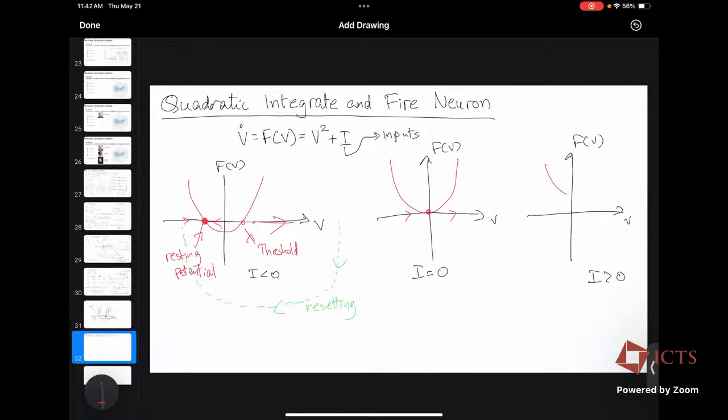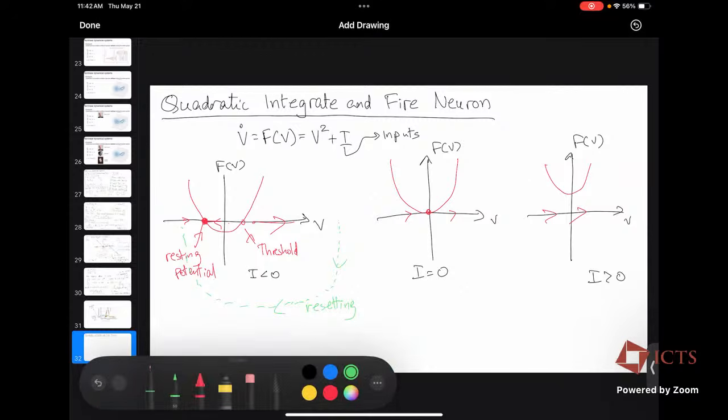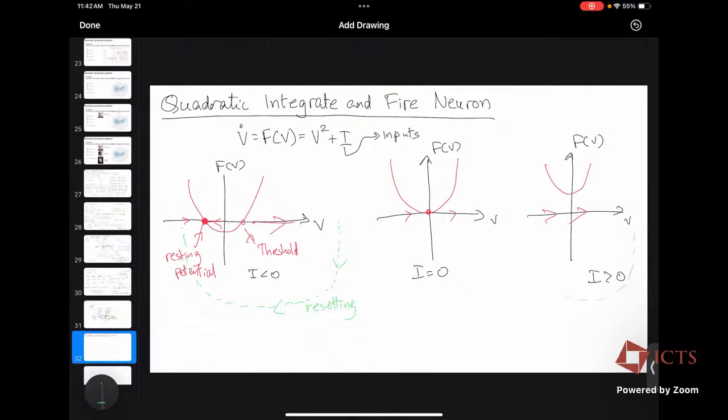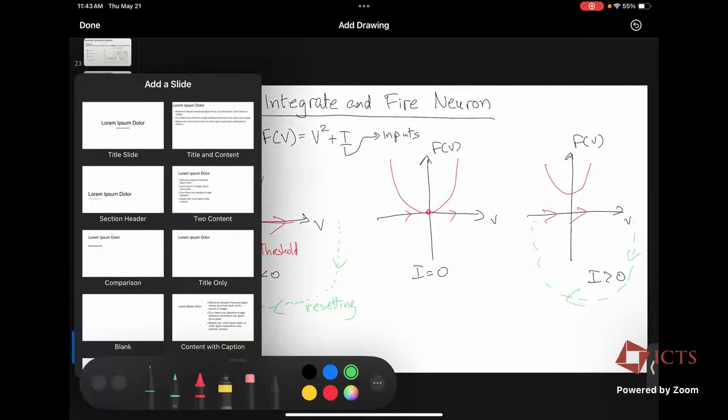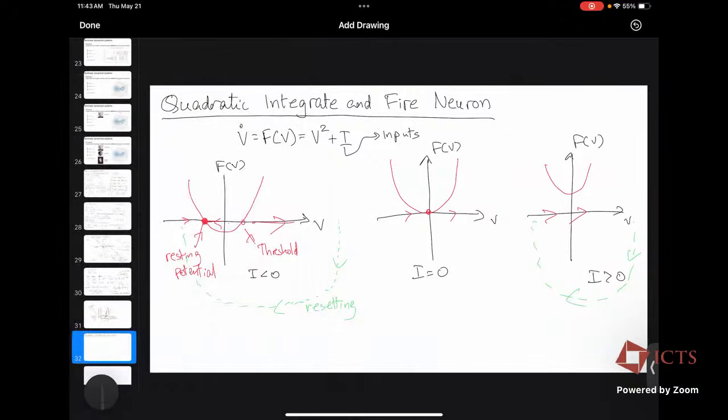And when I'm over here, when I is greater than 0, then my dynamics are always just going to be with V increasing, right? And if I had this reset, then this will now be just simple periodic activity, right? Because it'll keep firing and then resetting and firing and then resetting and so on, right?